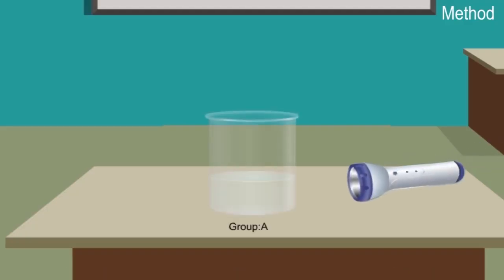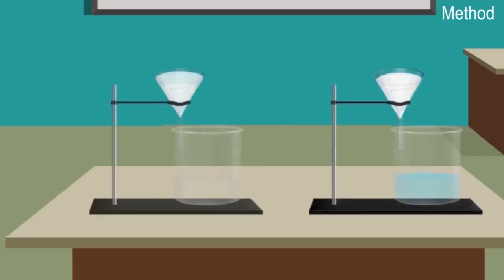Observation. First, in case of groups A and B, neither are the particles of the mixture visible nor do they settle down after a few minutes. The path of light is not visible through the mixtures and no residue is left on the filter paper on filtration. Such a mixture is homogeneous and is called a solution.